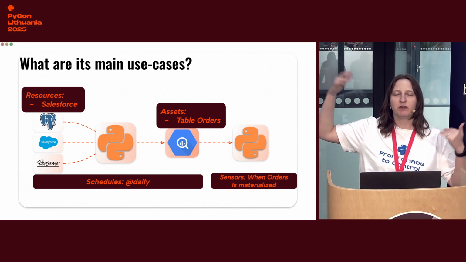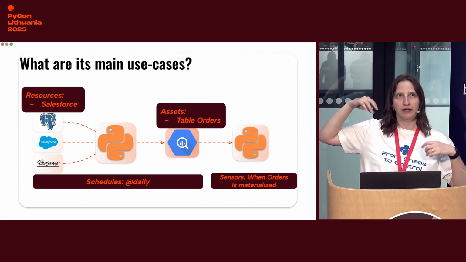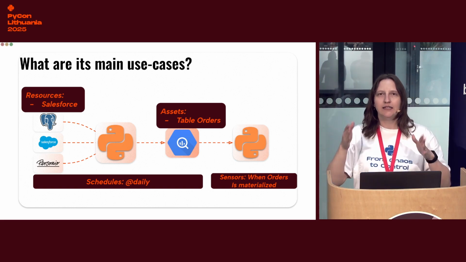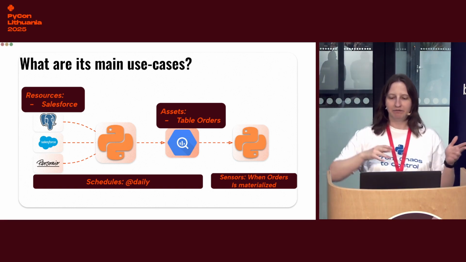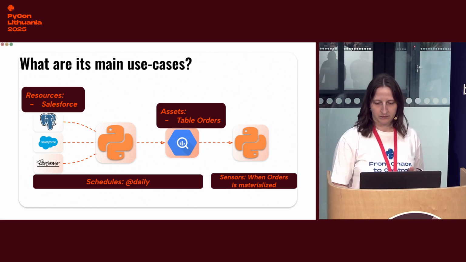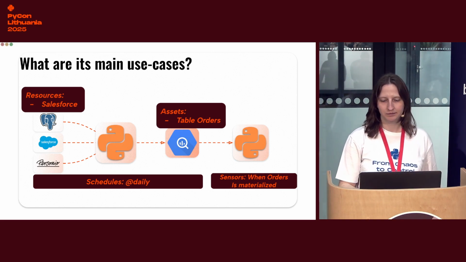What's something happen? For example, you can send an email. You can do like a report. And this is the sensor. So sensor waits for something to do something else, regardless on when this happened.